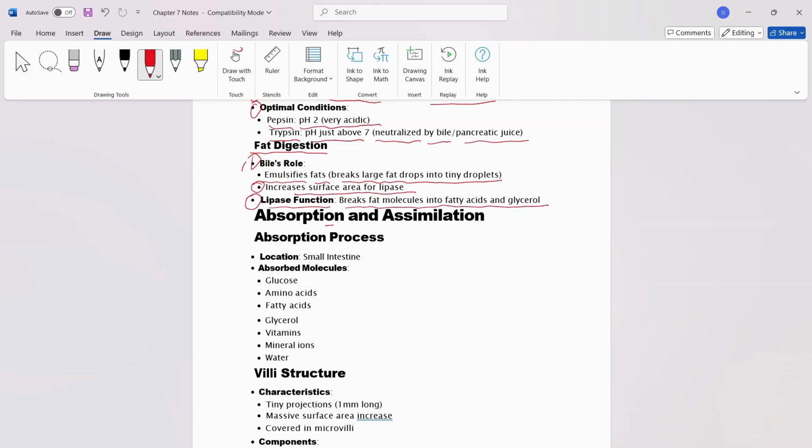Now, let's talk about absorption and assimilation. Absorption process. The location is in small intestine. Absorbed molecules include glucose, amino acids, fatty acids, glycerol, vitamins, mineral ions and water.